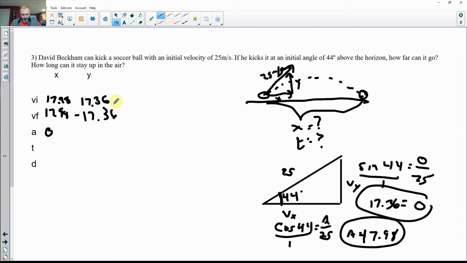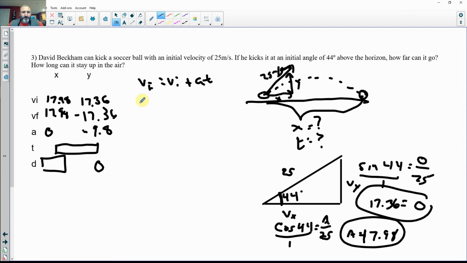So the next piece of this that we also know is that my y acceleration is negative 9.8. We've got to figure out the time. We know the distance in the y is going to be 0 because it started on the ground and ends at the ground. And we're going to have to figure out the displacement in the x. So now, I think the easiest thing to find time is VF in the y equals VI in the y plus AT. Because we have pretty much everything. VF is going to be negative 17.36. VI is positive 17.36 plus negative 9.8 T.